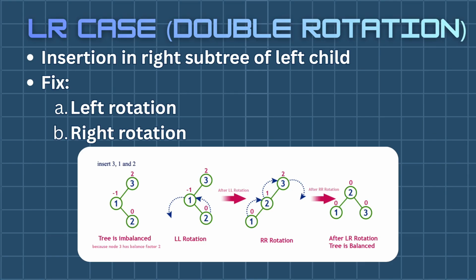However, the left-right case is more complex and requires a double rotation. This happens when a node is left-heavy, but the insertion occurs in the right subtree of the left child. This creates a zigzag shape. To fix this, we first rotate the left child to the left, and then rotate the root to the right. After these 2 steps, the tree becomes balanced.